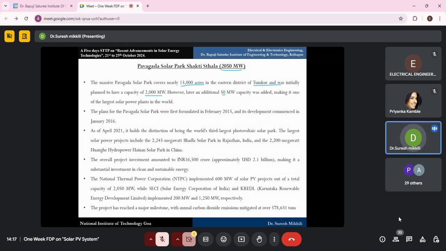It was formulated in 2015, and its development commenced in 2016. As of 2021, it holds the position of the third largest photovoltaic system in the world. It is the world's third largest solar park. The second one is held by China. So the largest power plant is 2245 in Rajasthan, 2200 megawatt by China in second place, and third is the Pavagada power plant.